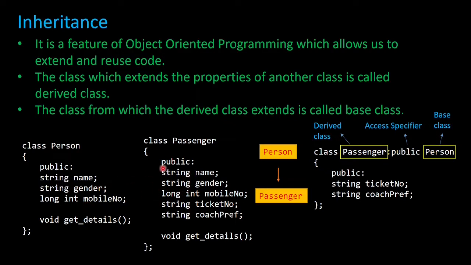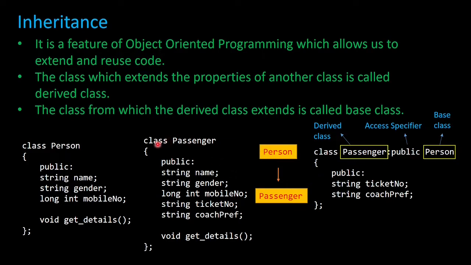Since the class passenger has all the properties of the class person, we can say that the class passenger has inherited the properties of class person. So person here is known as the base class and passenger is known to be the derived class. This means that the passenger derives all the properties of the base class in addition to its own properties.